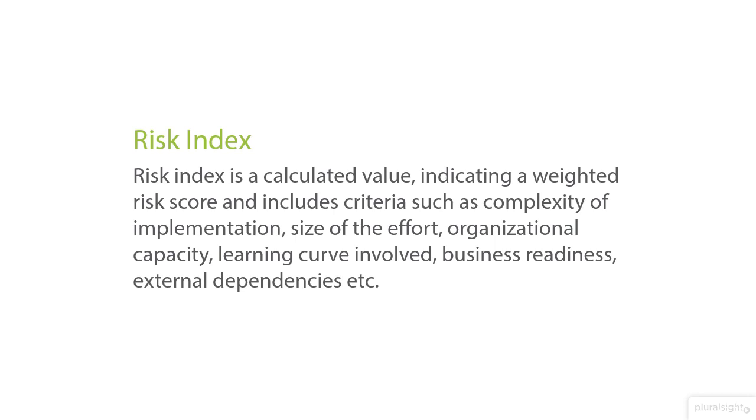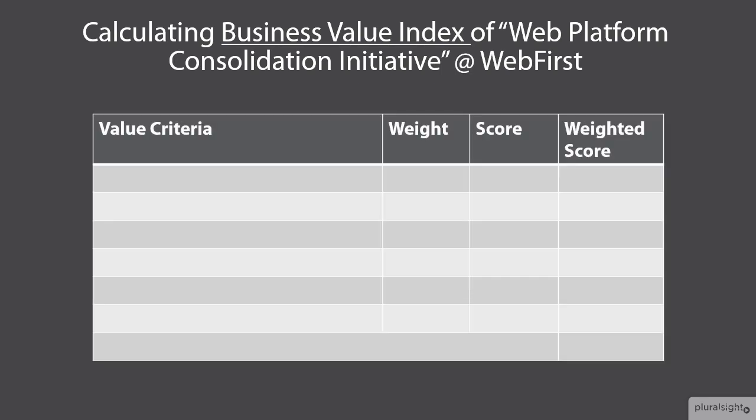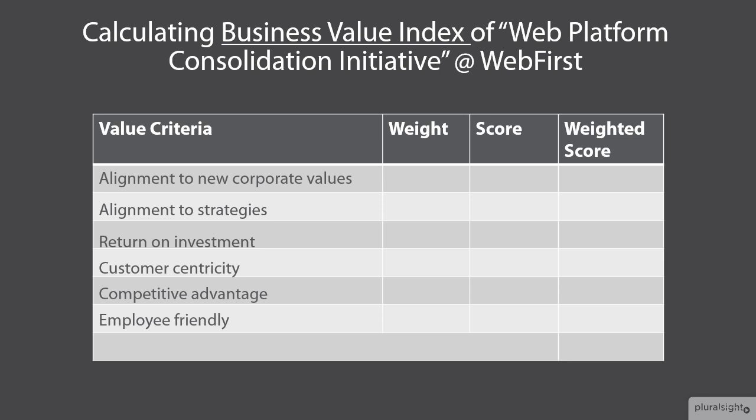Let's look at an example of how the weighted indices may be calculated. Let's say WebFirst wants to prioritize one of its enterprise initiatives, and for example, let's pick one, say the Web Platform Consolidation Initiative. Let's first take a look at how the value index is arrived at. Let's assume the value criteria endorsed by the management are as shown here.